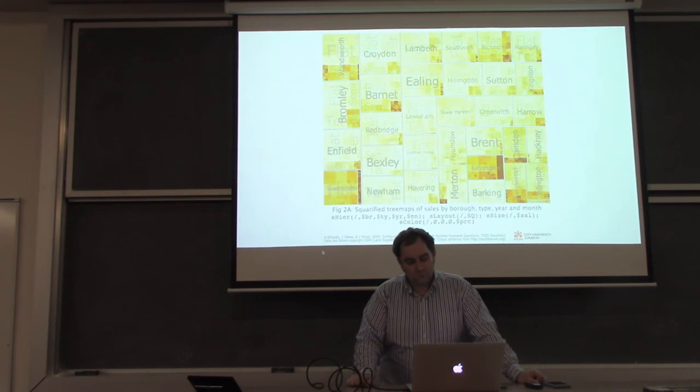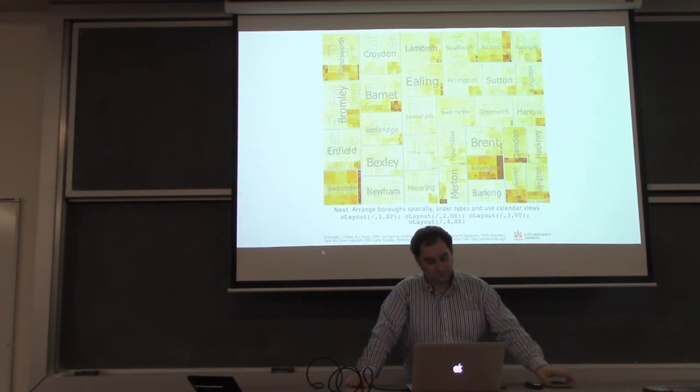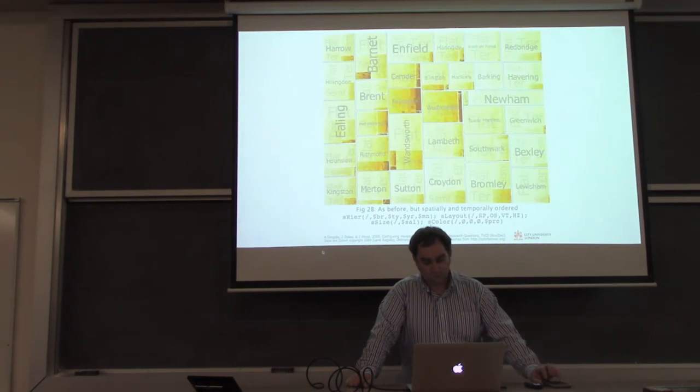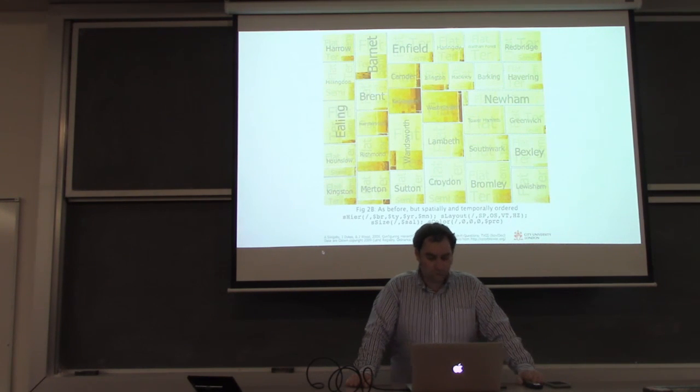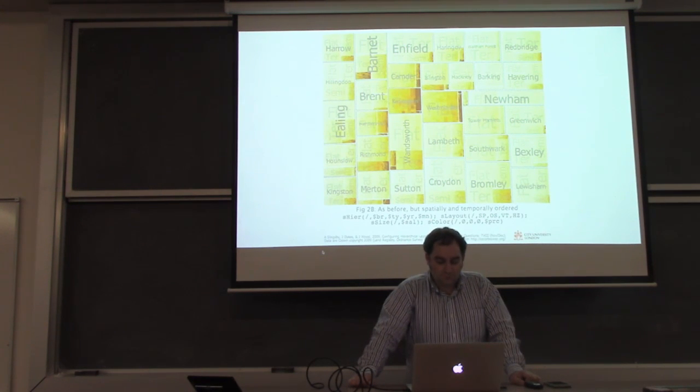We can see, however, that Wandsworth in the top left has the most sales, and the City of London has the least. The size order doesn't let us identify spatial patterns very easily, so we now rearrange the rectangles spatially and temporally. We can now detect some spatial patterns. For example, we can see that the highest average prices tend to be central and west of the centre, and sales of flats dominate centrally, but less so peripherally.